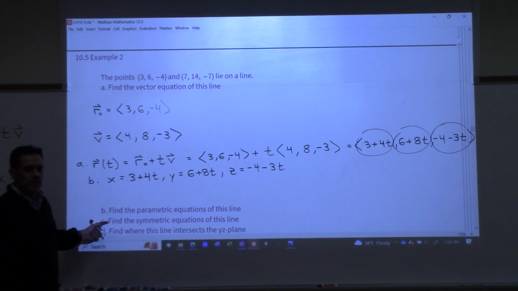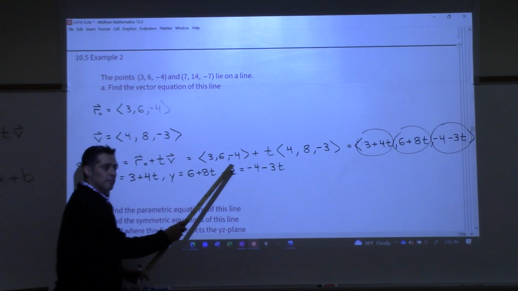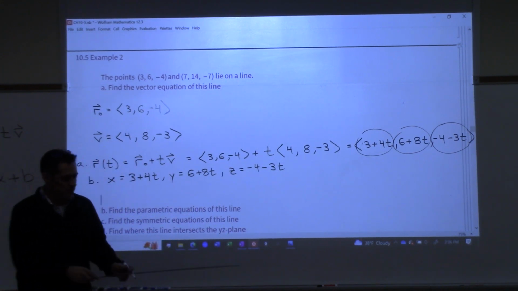Equations for this line. How do we do that? Solve for t. Solve each of these for t, and then set them equal to one another.